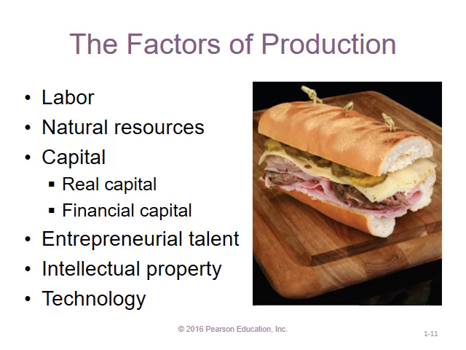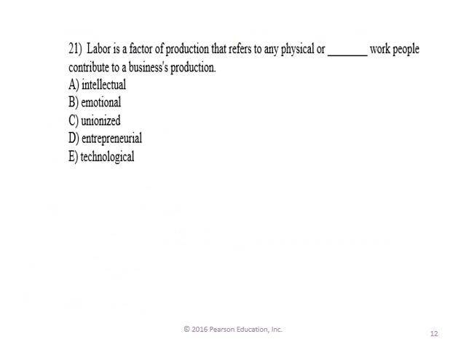We have labor. We have natural resources, we have capital, both real and financial, and I'm sort of saying those have long held as traditional factors of production, but now we start to add in some of these other things: entrepreneurial talent, intellectual property, and technology. Okay, so let's go ahead and take a look and see if we can figure out which of these is a factor of production.